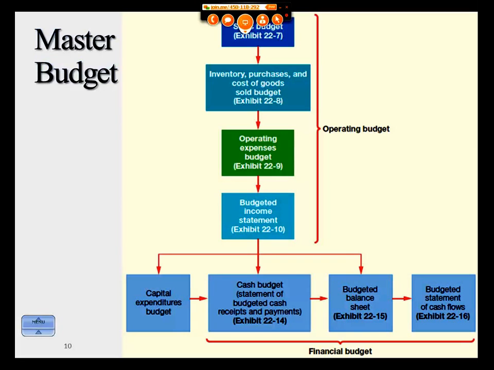The next part is your capital expenditure budget. What is in that budget? All your long-term assets, plants, equipment, such and such. Okay, so I'm done with two, right? Operating budget and capital expenditure budget. Now is my financial budget. What is it? What are the parts of financial budget? Cash budget, budgeted balance sheet, and then budgeted statement of cash flows.